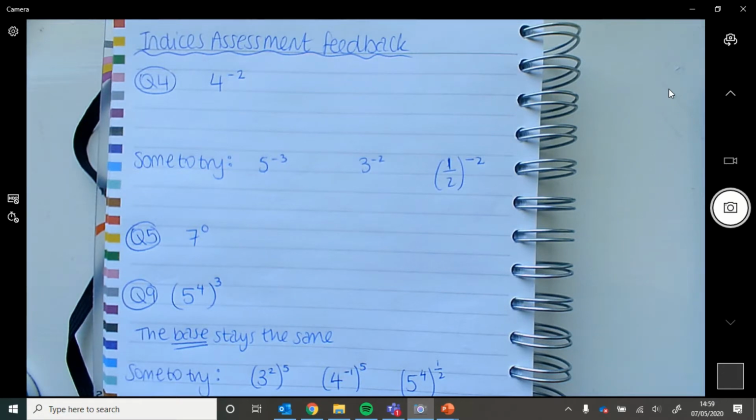Any questions that you got wrong, if you want to check which ones it was that you did get wrong, I know I have given you feedback, but if you click the link in Show My Homework, it should allow you to go back and view which ones you got wrong and look at the feedback. I'm going to start with question 4.